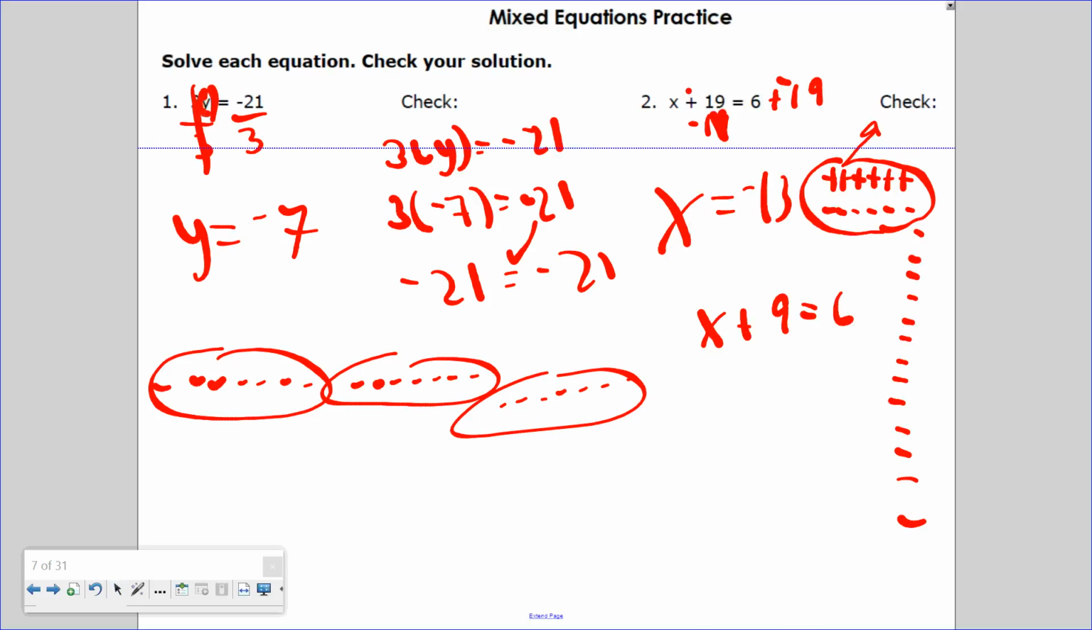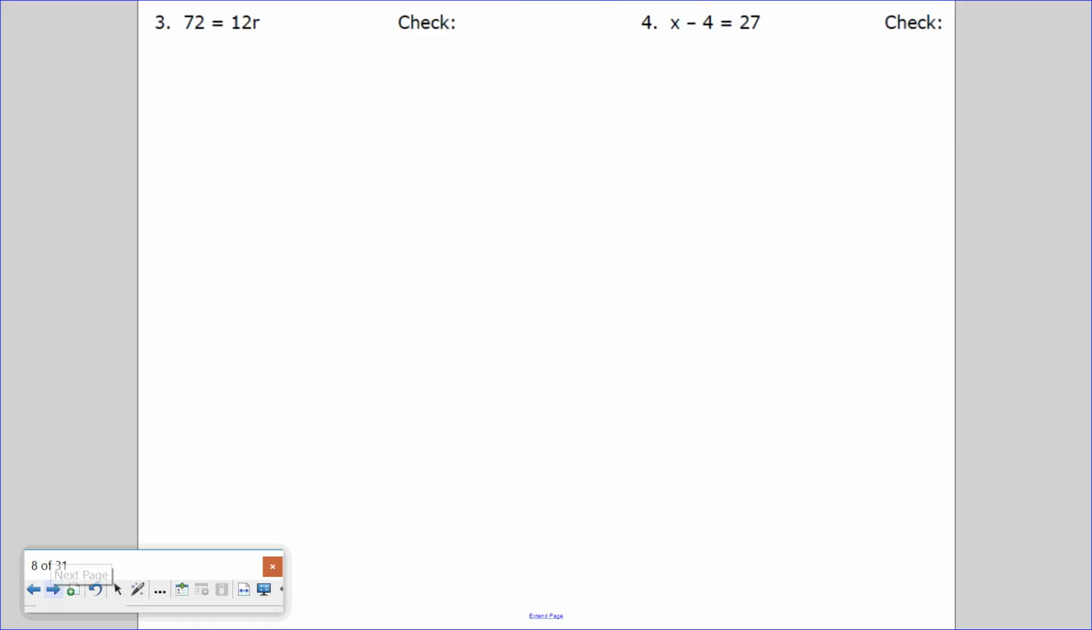All right. So x plus 19 equals 6. So x equals negative 13. I substitute the x with negative 13. Negative 13 with 19 positive, they're more positive by 6. Check mark.